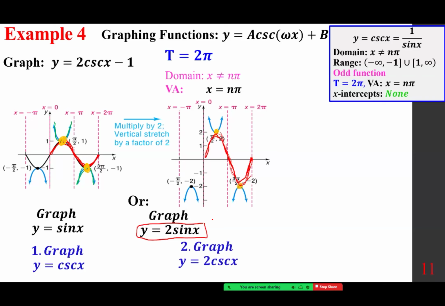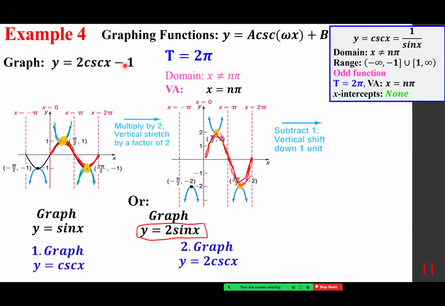And then flip it over. Okay, that's a second method. Now -1, bring it down by 1 unit. Subtract 1, vertical shift, bring it down by 1 unit.